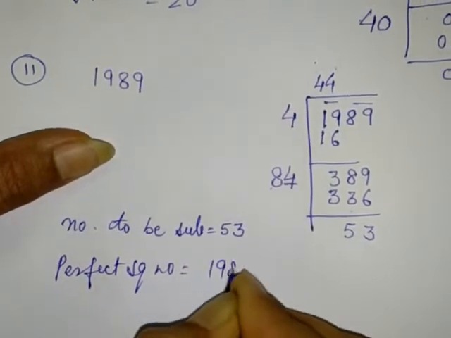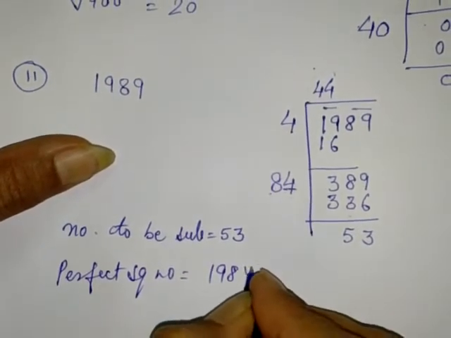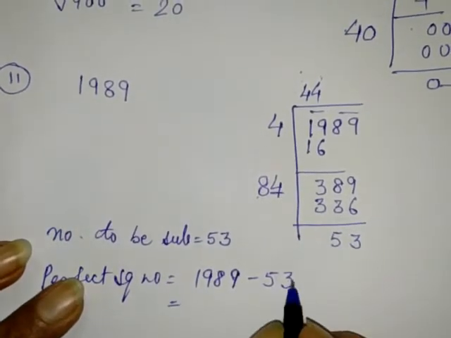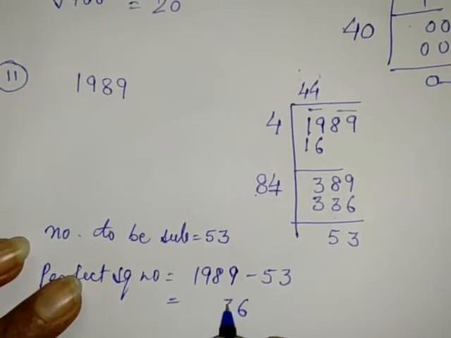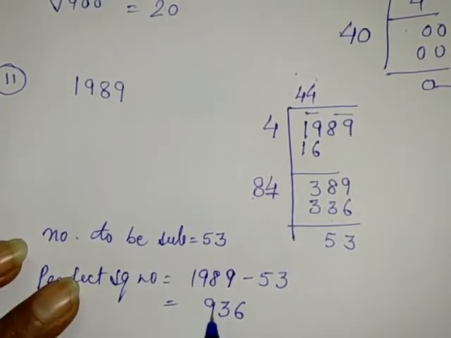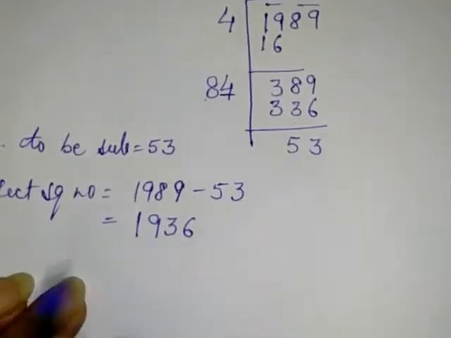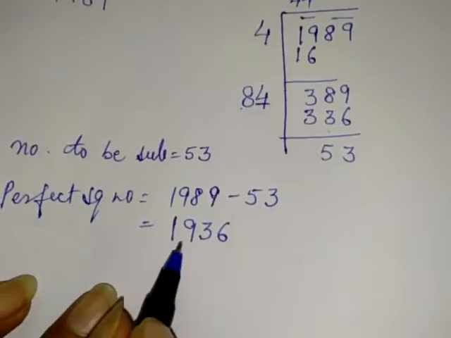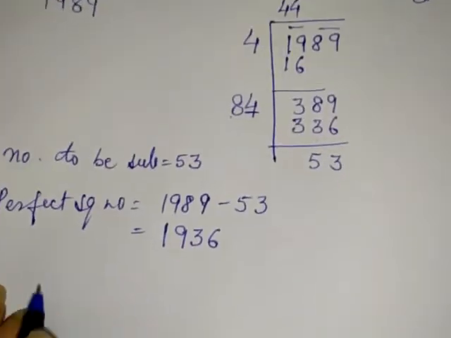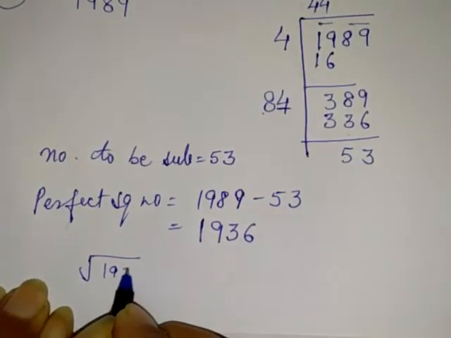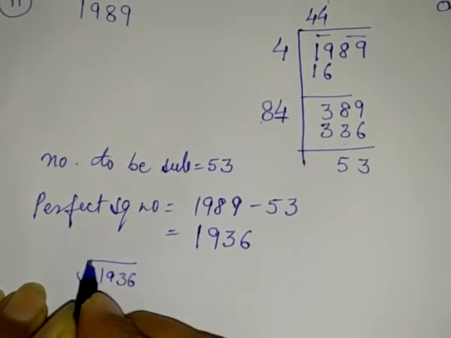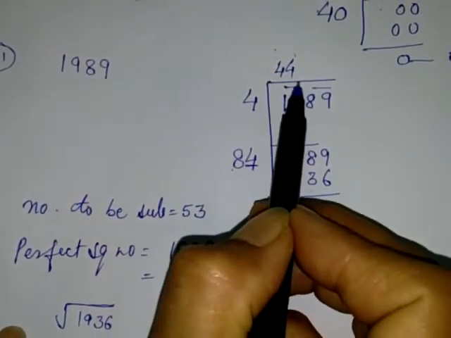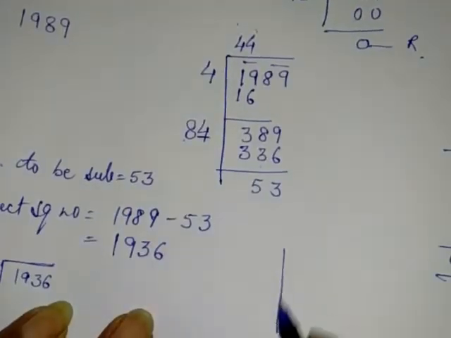And your perfect square number is equal to 1989 minus 53, and that's equal to 1936. So this is your perfect square number obtained, and you are also supposed to calculate the square root of that, it means the square root of 1936. Now students, you already know the answer. What is the square root of this? Whatever was here, that is going to be the answer. But you need to carry it out once again.